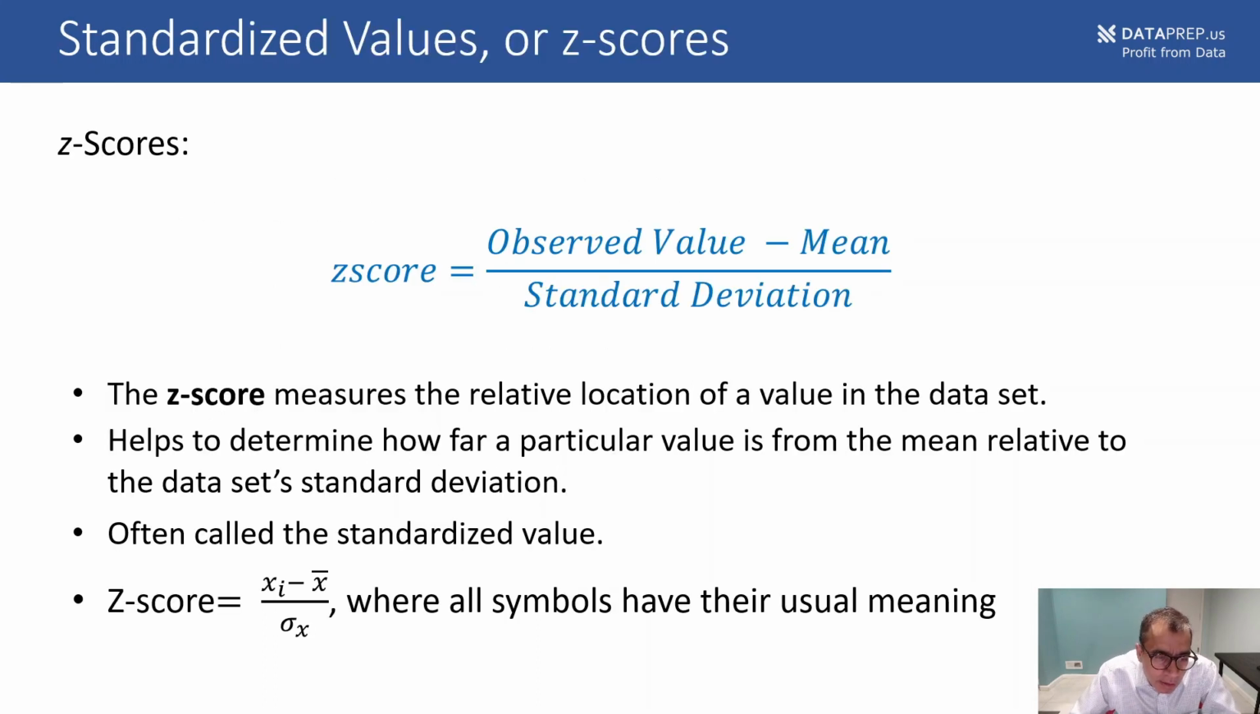Finally, the last thing in descriptive statistics that I wanted to cover was standardized scores, or z-scores. A z-score measures the relative location of a value in the dataset, and it helps us figure out how far a particular value is from the mean for that data set, compared to the standard deviation for that data set. Really, what it is: you take the observed value, you subtract the mean from it, and you divide it by the standard deviation.